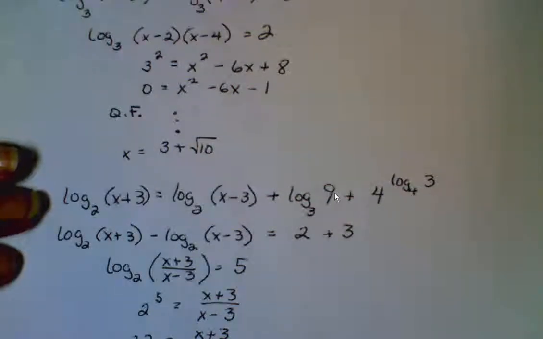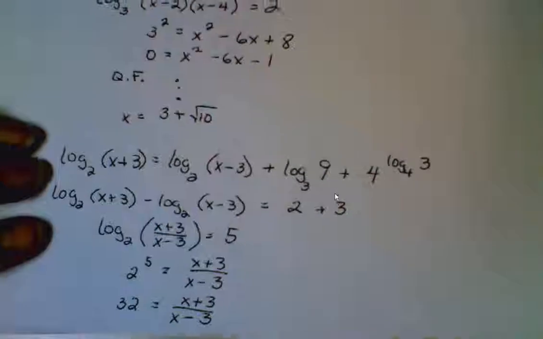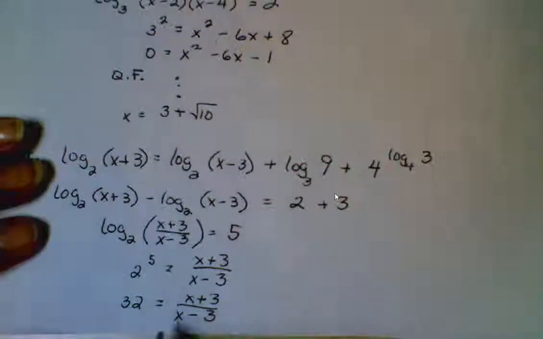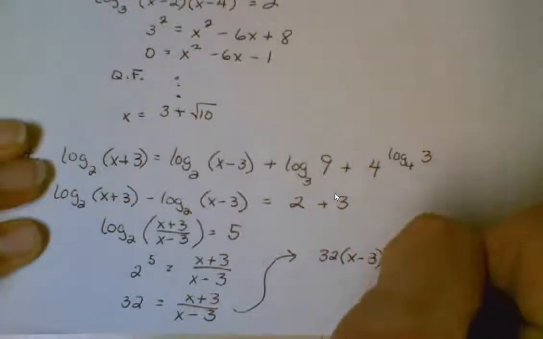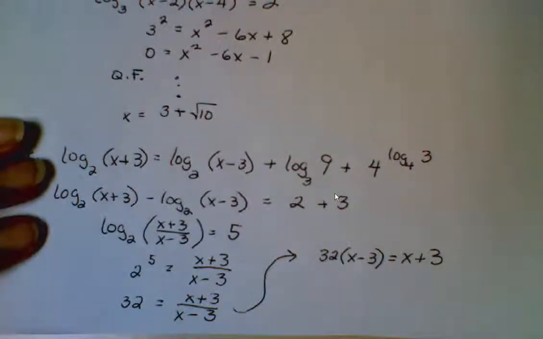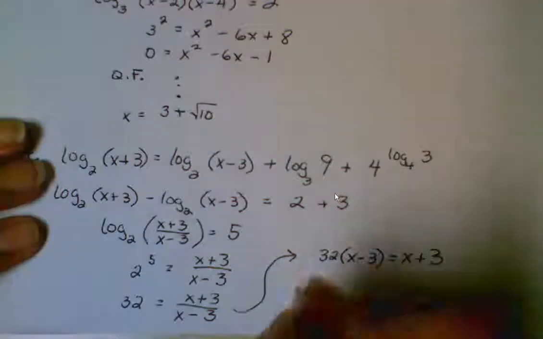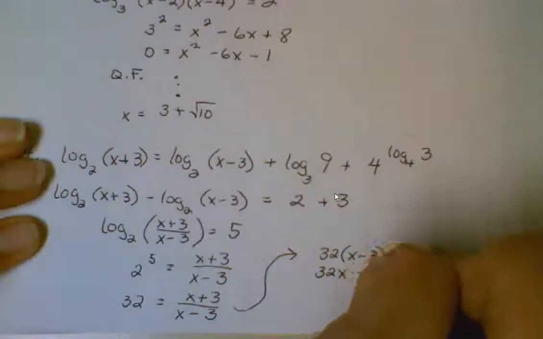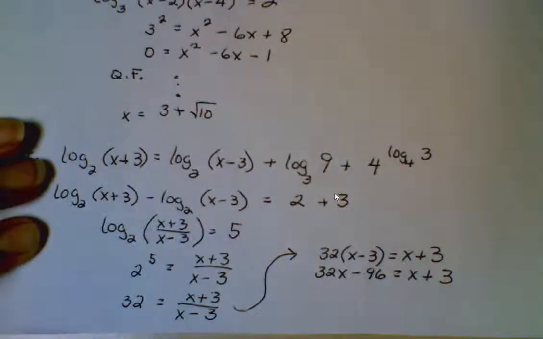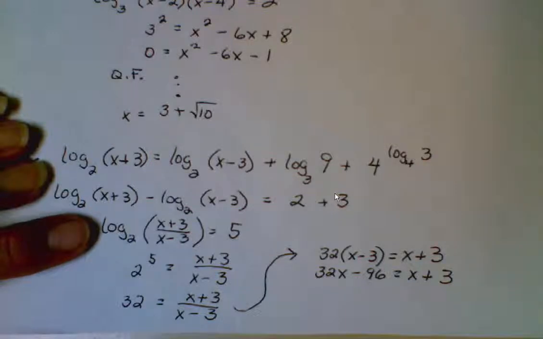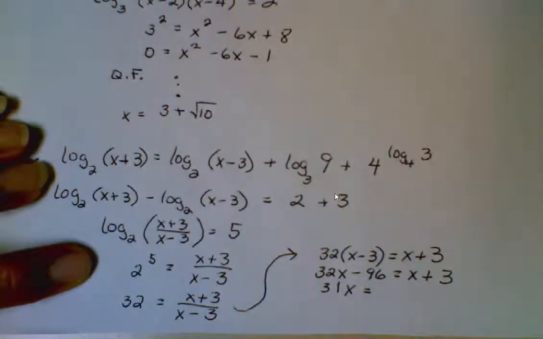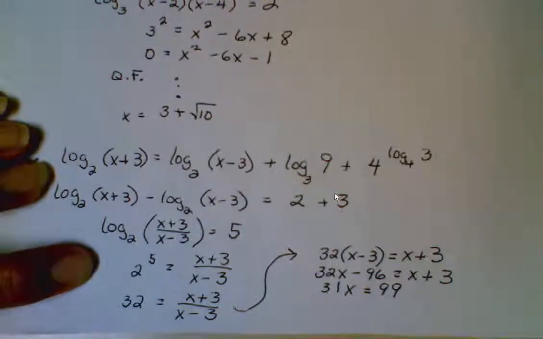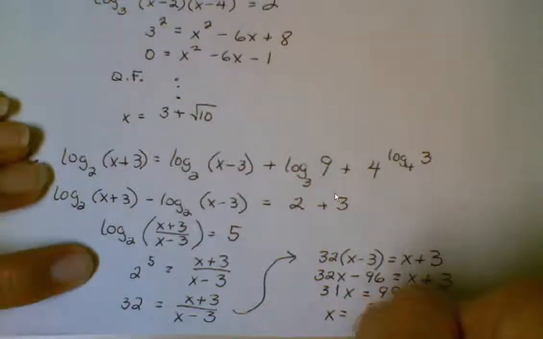And then what? I need to multiply both sides by x minus 3 to clear out the fractions. Distribute the 32. And solve that linear equation. Just subtract x from both sides, add 96 to both sides, and divide both sides by 31.